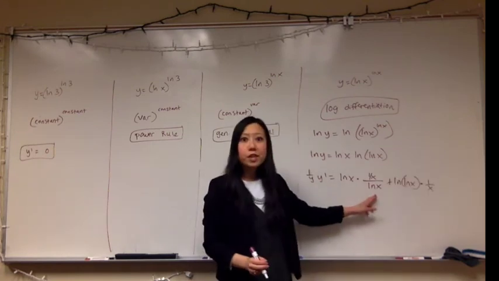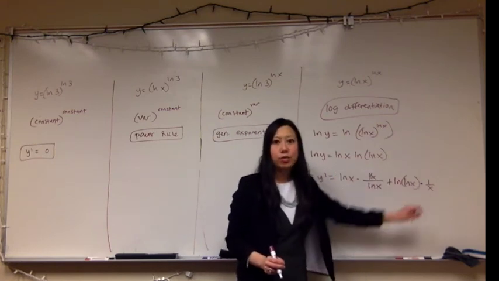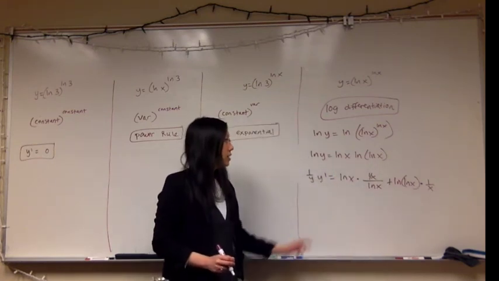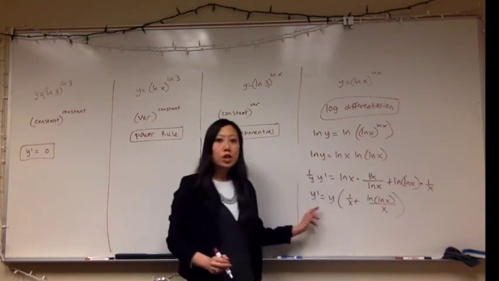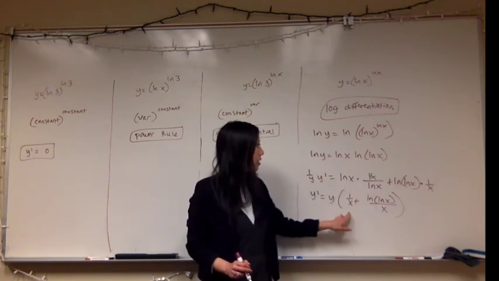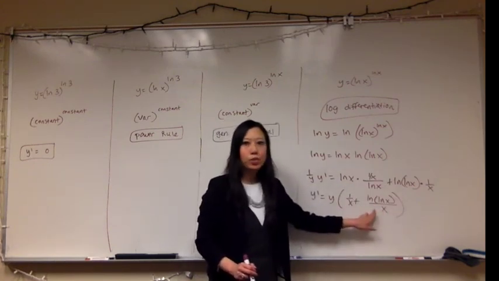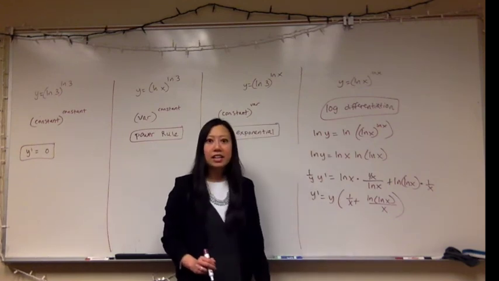Plus, I finish my product rule, and I have ln x times the derivative of ln x, which is 1 over x. Now I simplify, and then I move the y over to the other side. So I move the y over to the other side, and then I simplify, the ln x's cancel, and then here I just move into one fraction, and now I just have to replace my y by y equals ln x to the ln x.